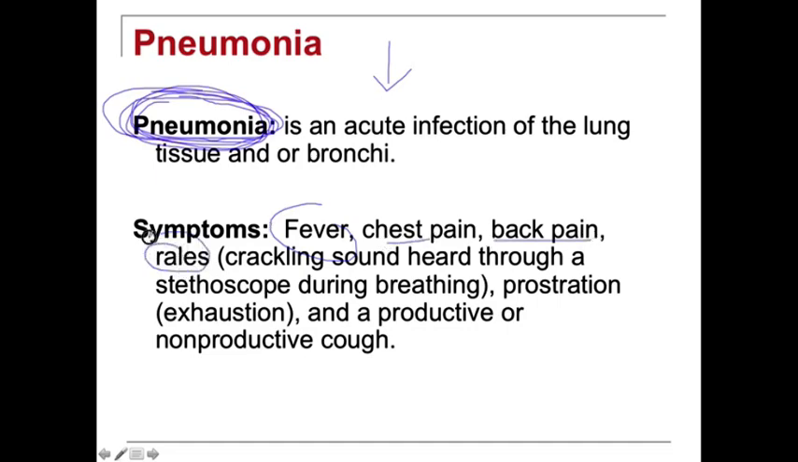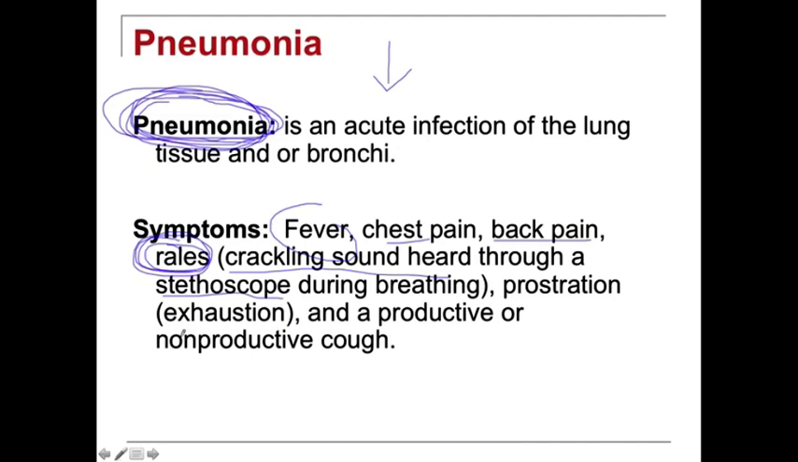There's the rales, which you can hear with the stethoscope, which is the crackling sounds heard through the stethoscope during breathing. That's when your doctor takes the stethoscope and says, breathe in, breathe out. They're listening for these type of rales. And often they're exhausted and very tired. And again, they can have a productive or non-productive cough.